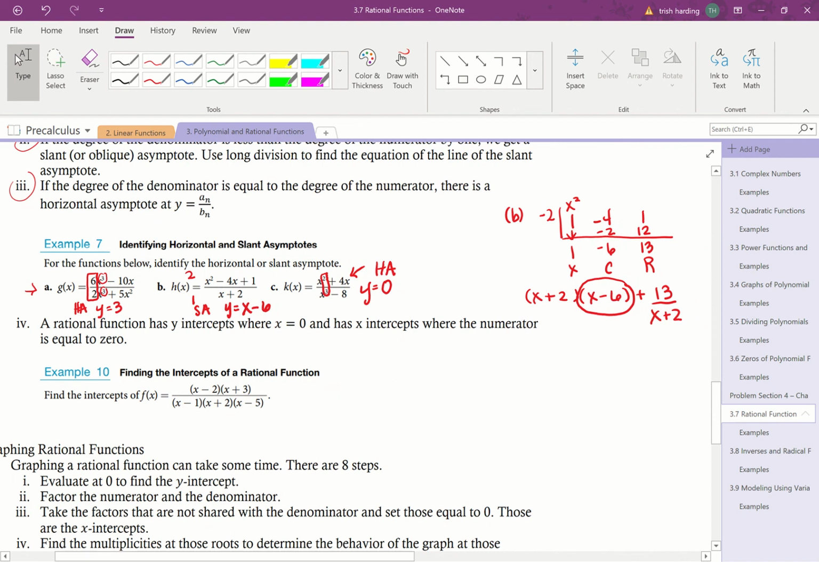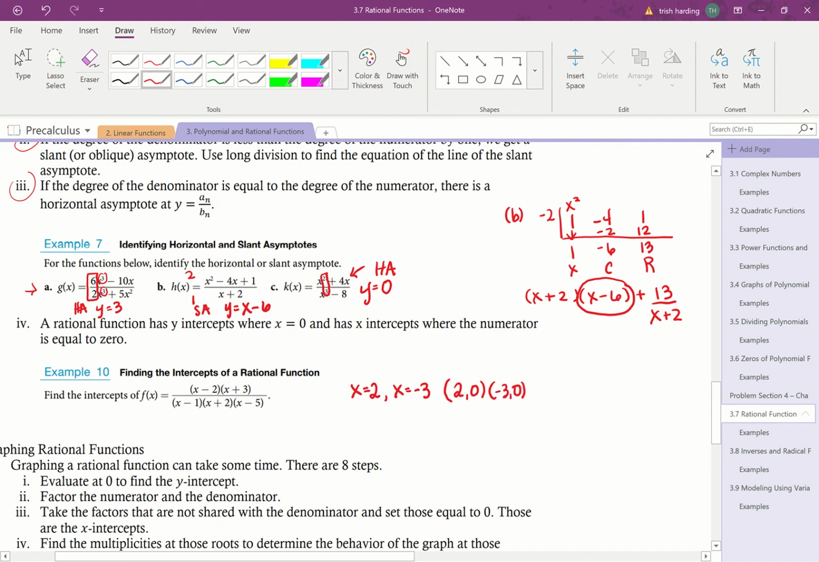A rational function has y-intercepts where x is equal to 0 and has x-intercepts where the numerator is equal to 0. Okay. So first we'll look at x-intercepts. So that's setting the top one equal to 0. So we're going to get x is equal to 2 and x is equal to -3. So the x-intercepts are going to be (2, 0) and (-3, 0) so far.